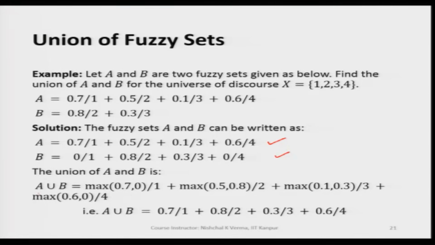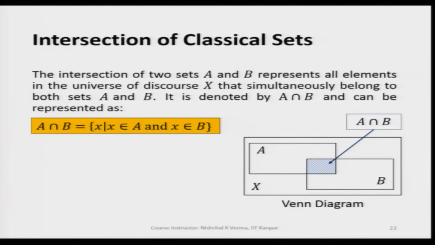So, if we apply this condition as A union B, if we take the union of these two fuzzy sets, we take the respective maximum of the respective membership values. So, here it is very clear that we have the A union B, which comes out to be like this. This way we can quickly find the union of two discrete fuzzy sets as well.